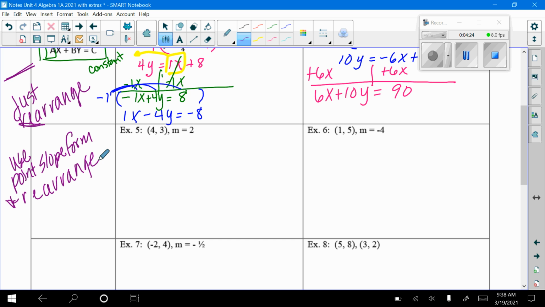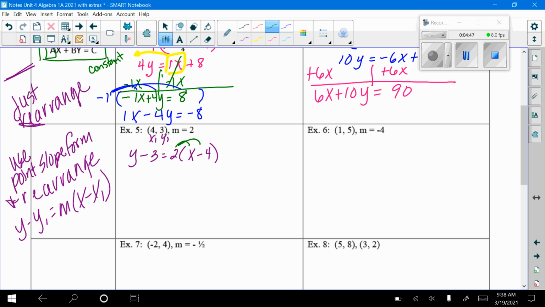Right, so my point-slope form is y minus y1 equals m times x minus x1. So this is my x1, y1. There's my slope. So y minus 3 equals 2 times x minus the x value 4. Now go ahead and distribute. And so I end up with y minus 3 equals 2x minus 8. And now I need to rearrange. I need to put my plain numbers to the right, and my x to the left.